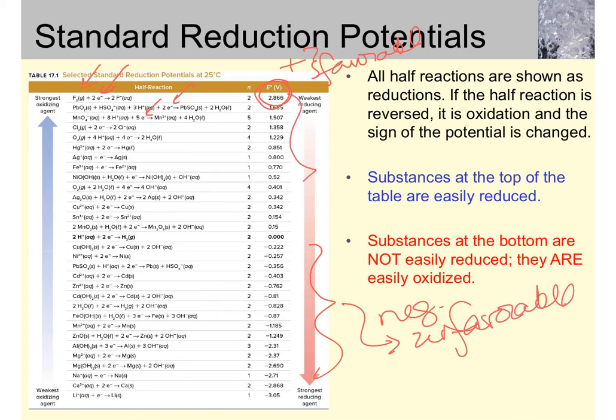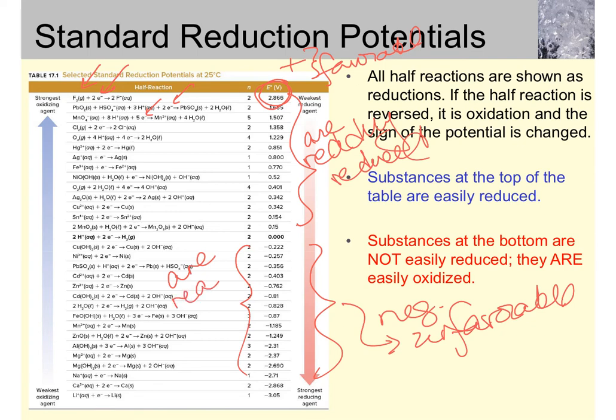So all of the substances at the top of this chart are readily reduced. It's energetically favorable for them to be reduced. All of the substances at the bottom of this chart, they don't want to be reduced. They don't want to gain electrons. It is not energetically favorable. And what that means is that all of these substances at the bottom are readily oxidized. If something doesn't want to be reduced, that means it wants to be oxidized. It wants to give up or give away electrons and become a cation.